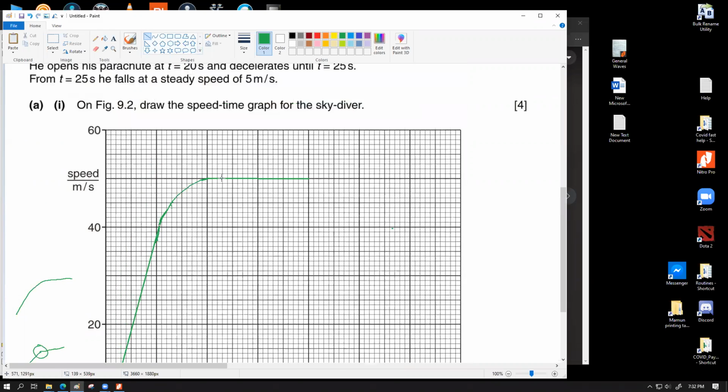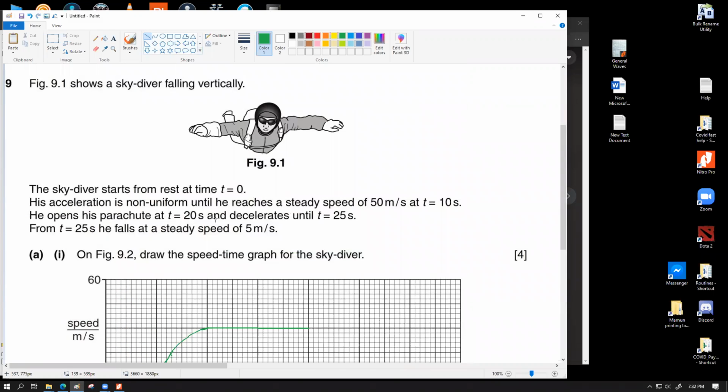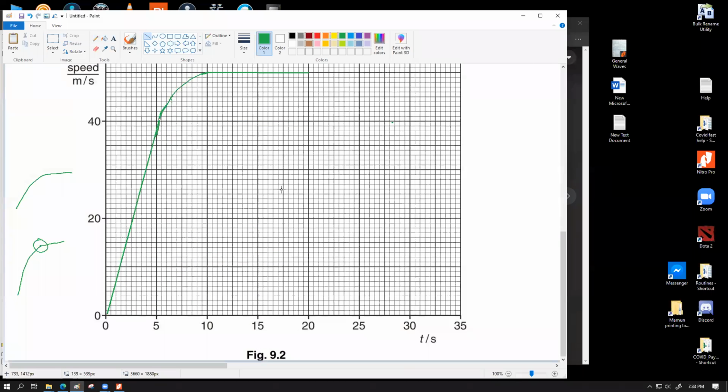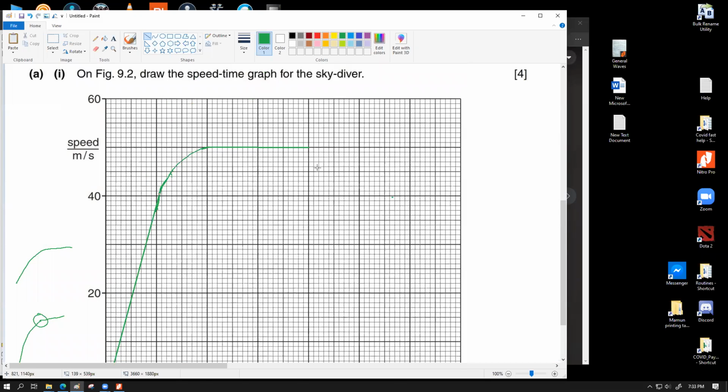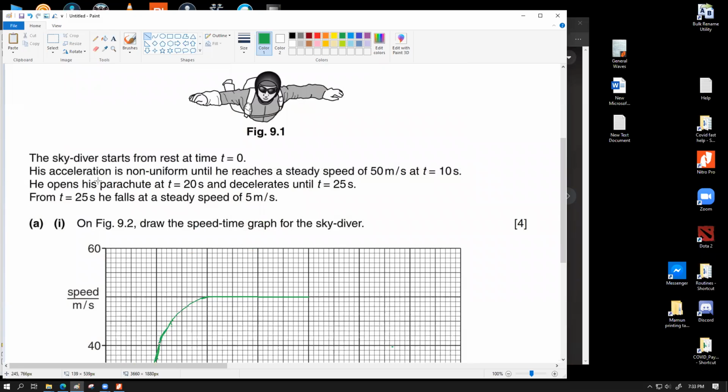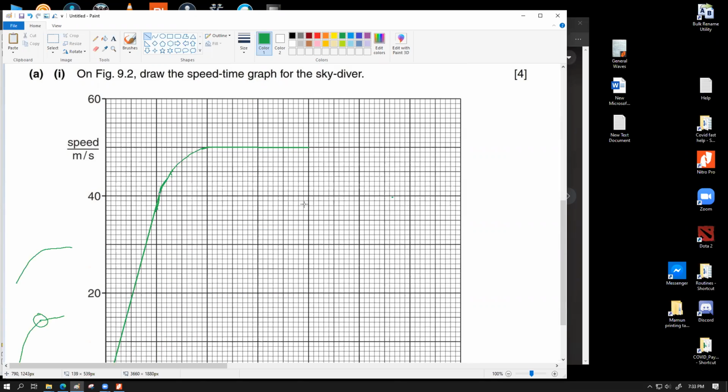Because this question nowhere mentions the initial acceleration, it would be a good idea to start the graph from here, draw in an anti-clockwise direction, and then complete this part. The same goes for here as well. After this, it says he opens the parachute at t equals 20 seconds and decelerates until t equals 25. From t equals 25, he falls at a steady speed of 5 meters per second.